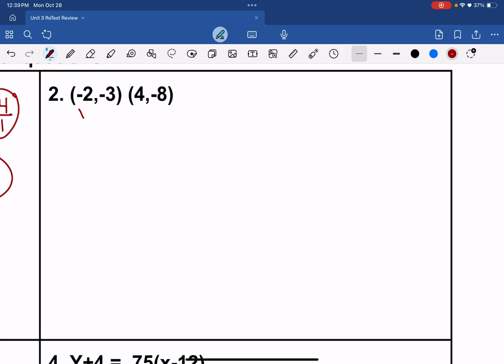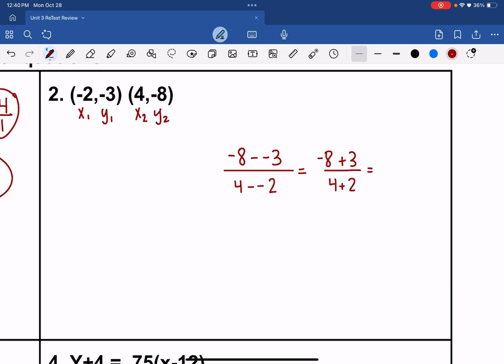Then when it's an ordered pair, again, you just have to label x1, y1, x2, y2, and then plug it into the formula. Because it's y2 minus y1, it'll be negative 8 minus a negative 3 all over x2 minus x1, so 4 minus a negative 2. When we have minus and negative, we build that bridge and make it a positive. So it'd be negative 8 plus 3, and then 4 plus 2. Negative 8 plus 3 is a negative 5, and 4 plus 2 is 6. So the slope of these 2 points is negative 5 over 6.